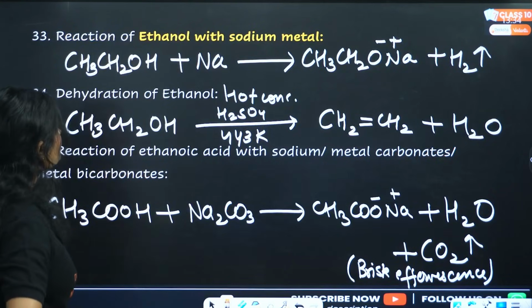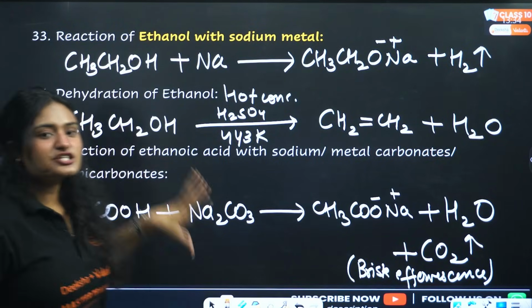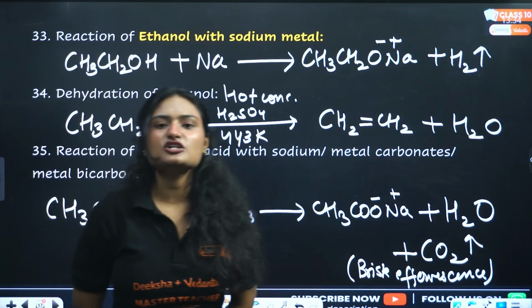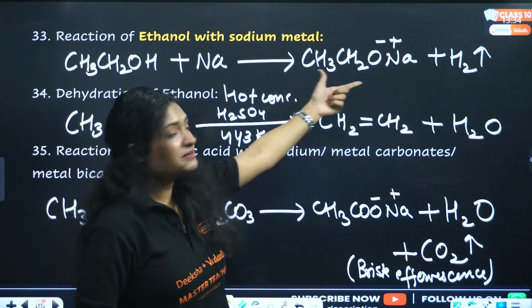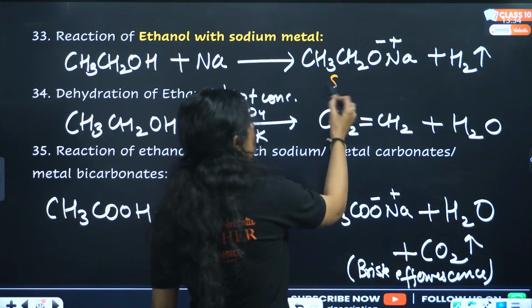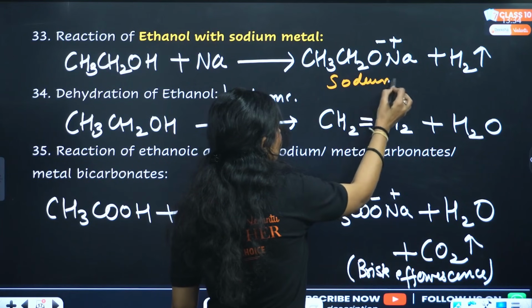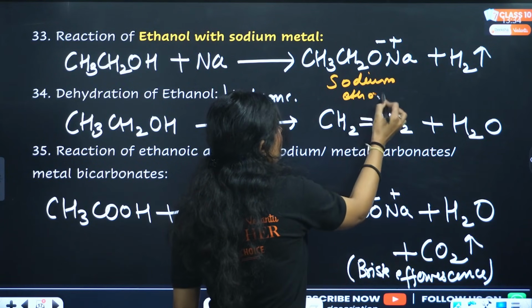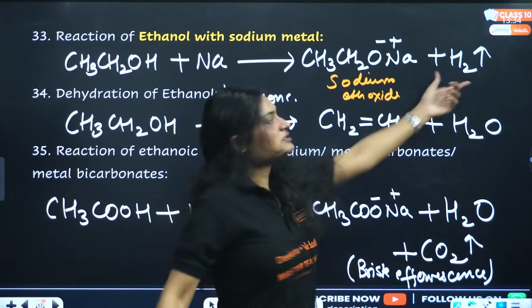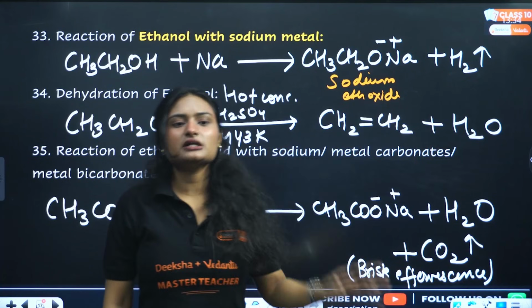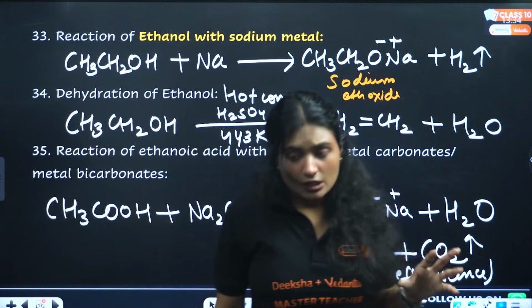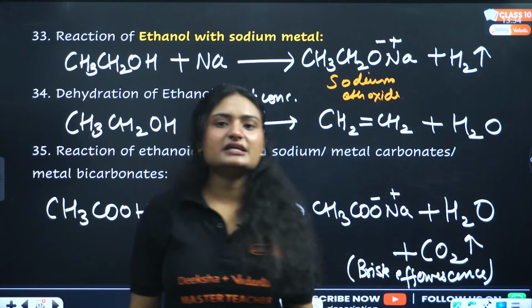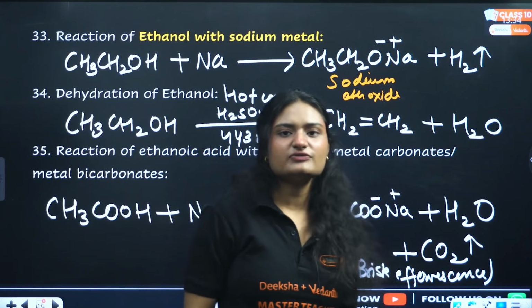Next reaction actually. Reaction of ethanol with sodium metal. When ethanol reacts with sodium metal, we get sodium ethoxide. This is sodium ethoxide. And hydrogen gas is evolved. Again, this can be used as a test to know if ethanol is there or not. If ethanol is there, hydrogen gas will be evolved.